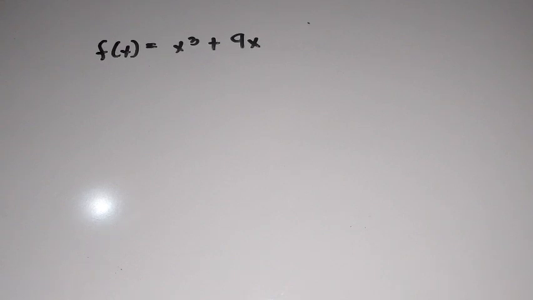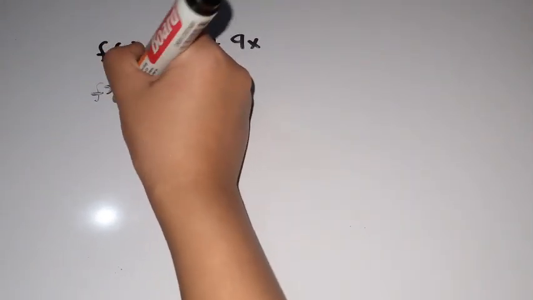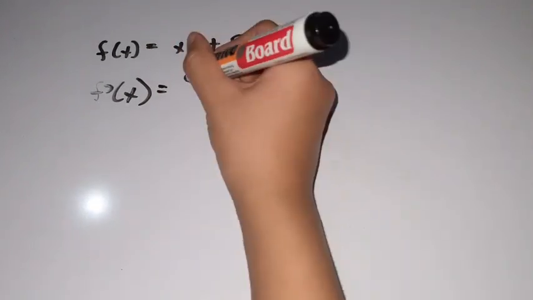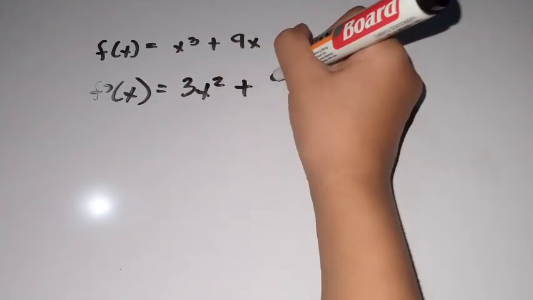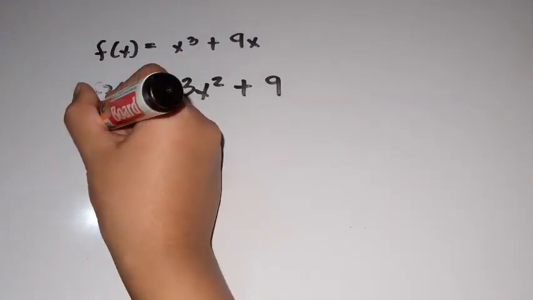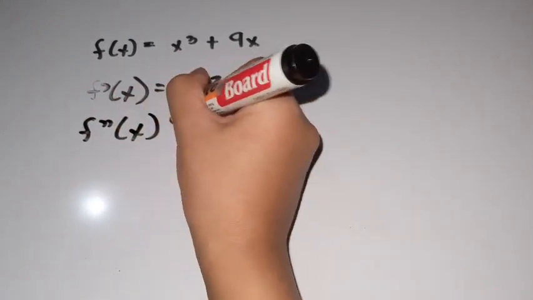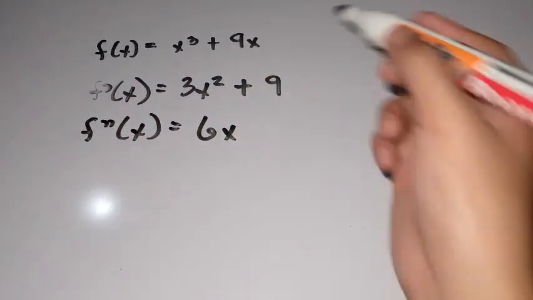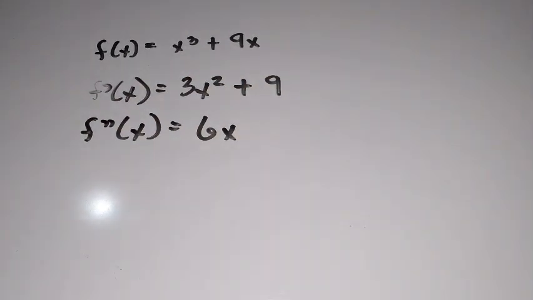Step 1. We need to find the first derivative of the given function. Since we have f of x equals x cubed plus 9x, the first derivative of the given function is simply 3x squared plus 9. And the second derivative from the first derivative is 6x, because 9 is a constant and we all know the derivative of a constant is 0.